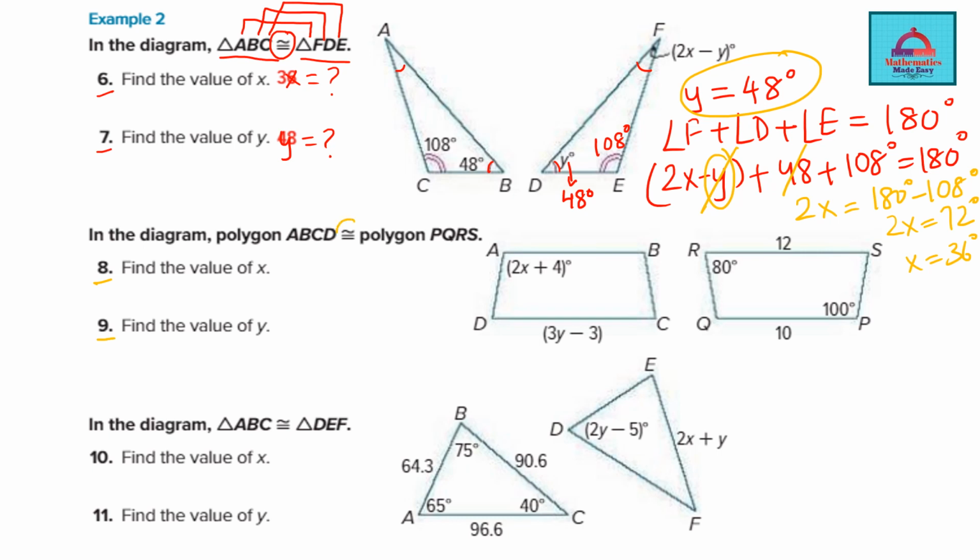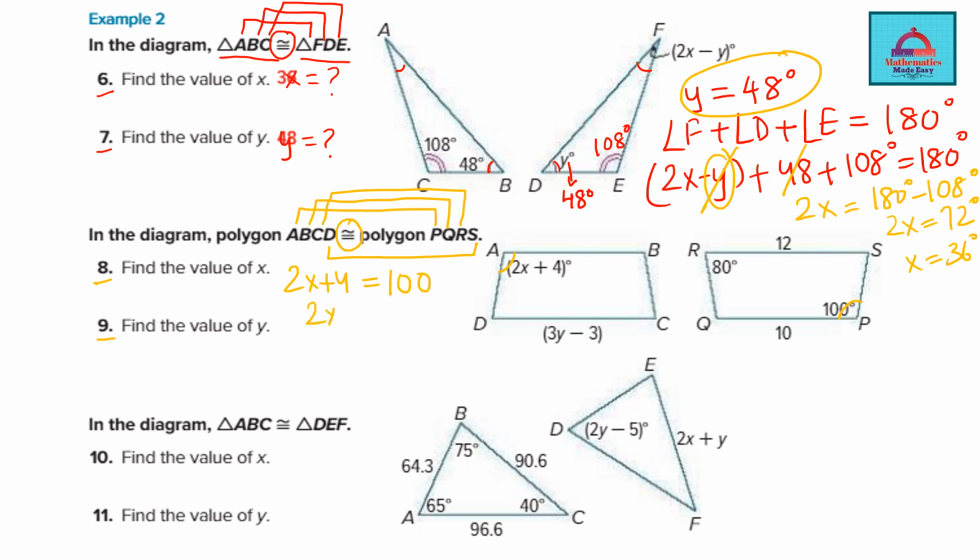Again, you are given congruency. So angle A and angle P are going to be equal. Angle B and angle Q, angle C and angle R, and angle D and angle S are going to be equal. So let's first use angle A equal to angle P. Angle P is given here, this one. So these two are going to be equal. So I can write 2x plus 4 is equal to 100.